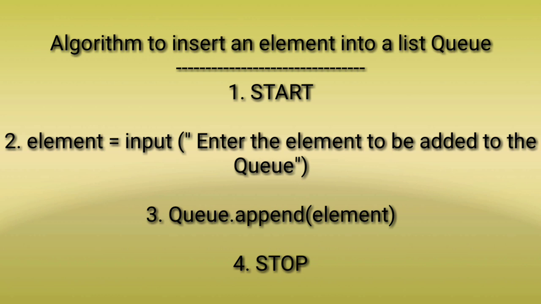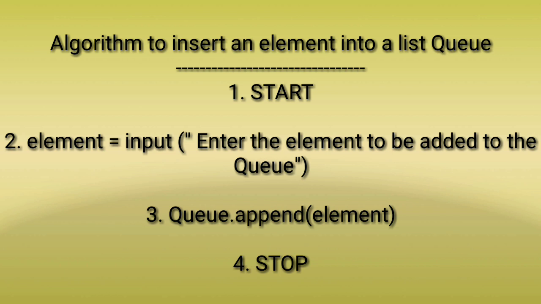4 steps are included. First step is start. Every algorithm should start with start and end with stop. Then the first step is start, and the second step is element equal to input of enter the element to be added to the queue. After starting this algorithm, you can give the element to be added to the queue.